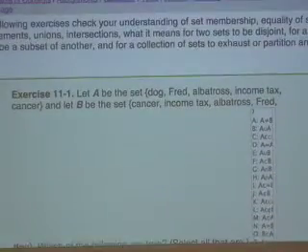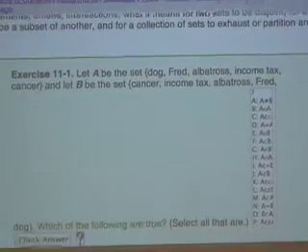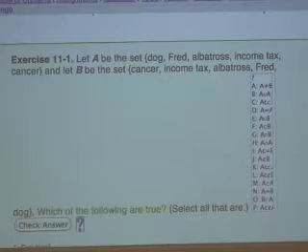Okay. So we're going to do some examples. Why don't we take a two-minute break, and then we'll do some examples. This is getting closer to the homework.